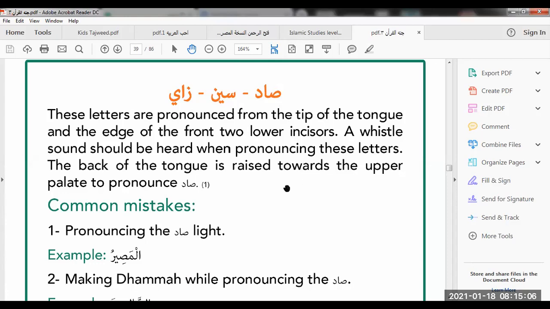The back of the tongue is raised towards the upper palate to pronounce sad. Why? Sad is a heavy letter and is one of the letters of إطباق, if you remember. So the back of the tongue is raised towards the upper palate to pronounce sad.